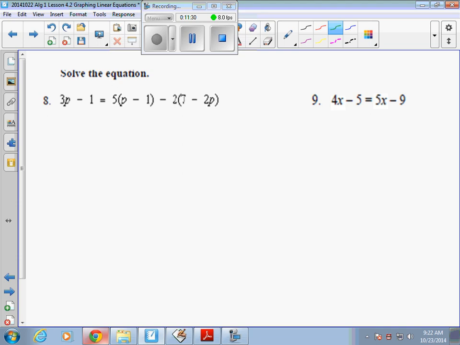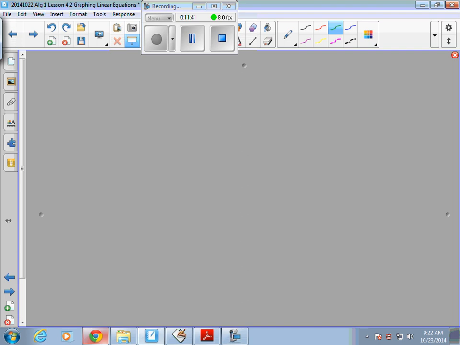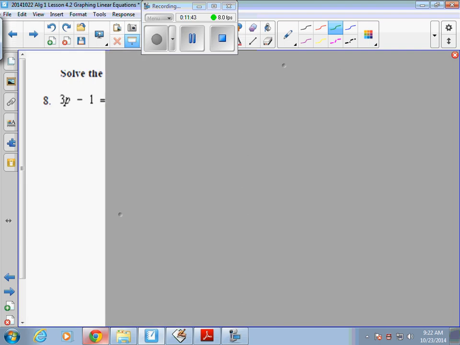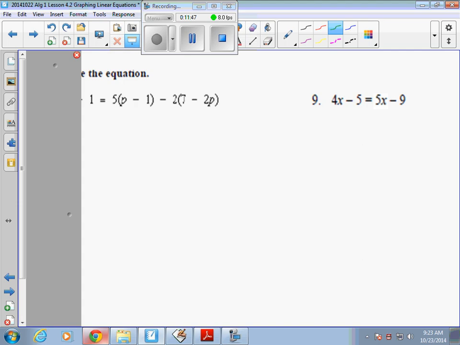Then we get into last week and all our past stuff. 3p minus 1 is equal to 5p minus 1 minus 2 times 7 minus 2p. Remember, when you're simplifying, you always simplify the left side, 3p minus 1. There's nothing you can put together there. And then you simplify the right side before you try to move anything across.